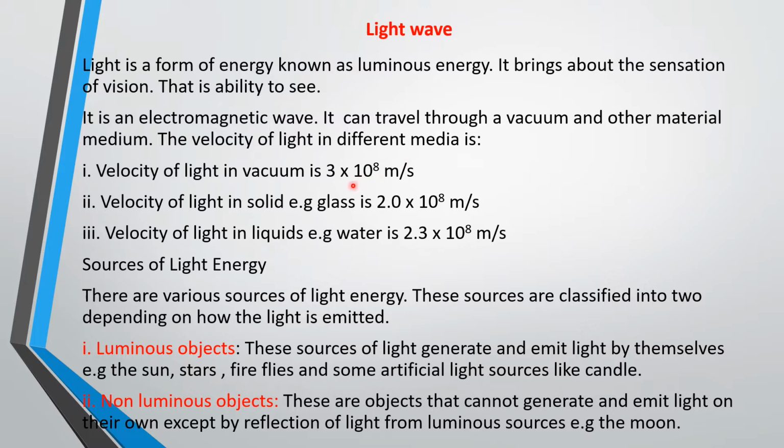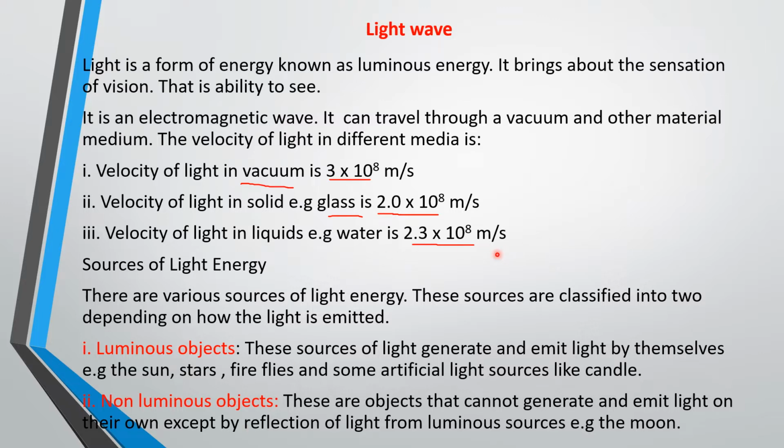Okay, so the velocity of light in different media is what is stated here. In a vacuum or in air, this is the velocity of light. Then in glass, the velocity of light is 2.0 times 10 to the power 8. Then in liquids, which is your water, it is 2.3 times 10 to the power 8. As we progress, we are going to use these values to solve some problems.